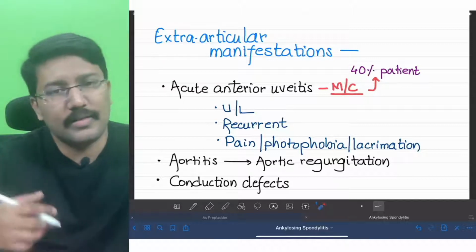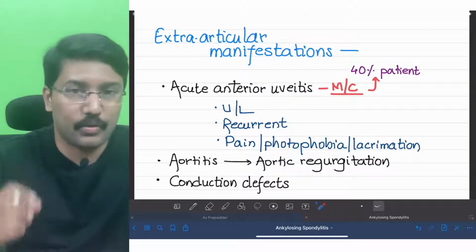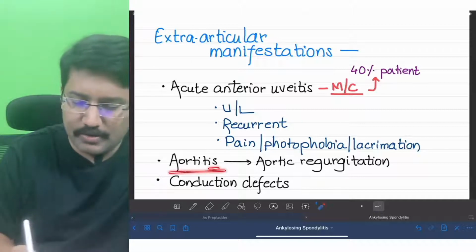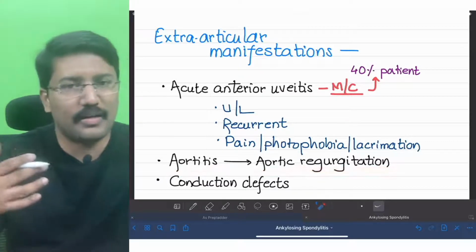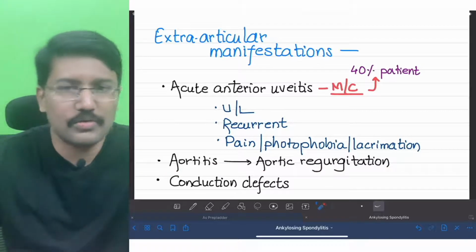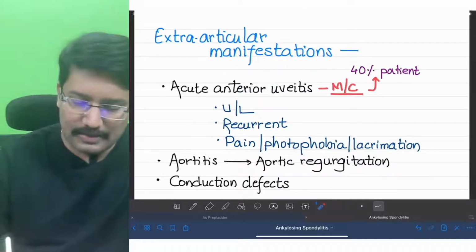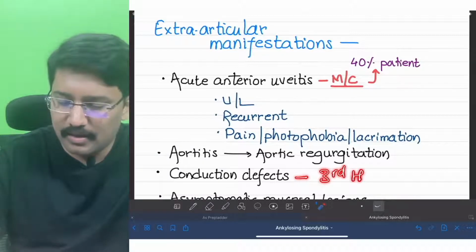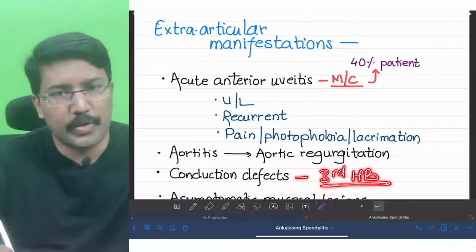Other than that, patients are known to develop aortitis. This can also lead to aortic regurgitation. So they can develop aortitis, which can go on to cause aortic regurgitation. They can develop conduction defects. So it is not surprising to see a third degree heart block in these patients.